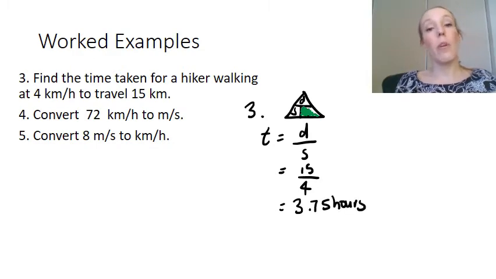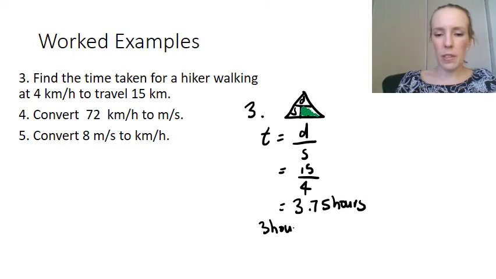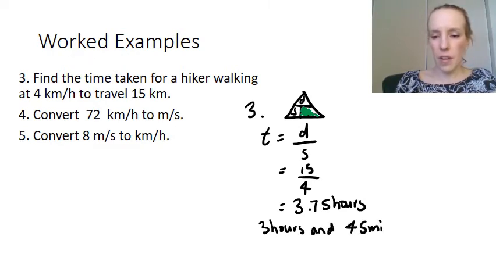Now, we want to know how much that is in minutes. So in your calculator, you can do 0.75 times 60 to work out how many minutes that is, and that's 45, so it's 3 hours and 45 minutes. There you go.